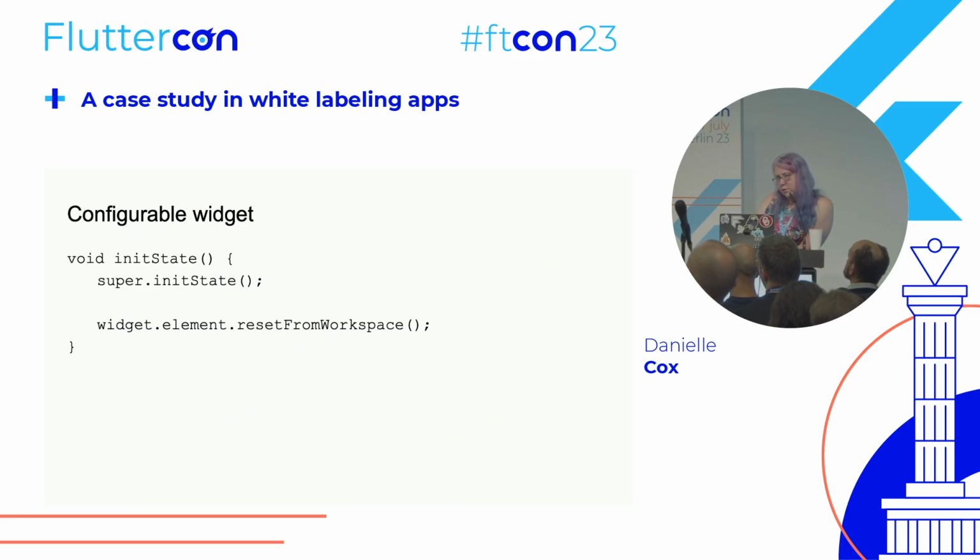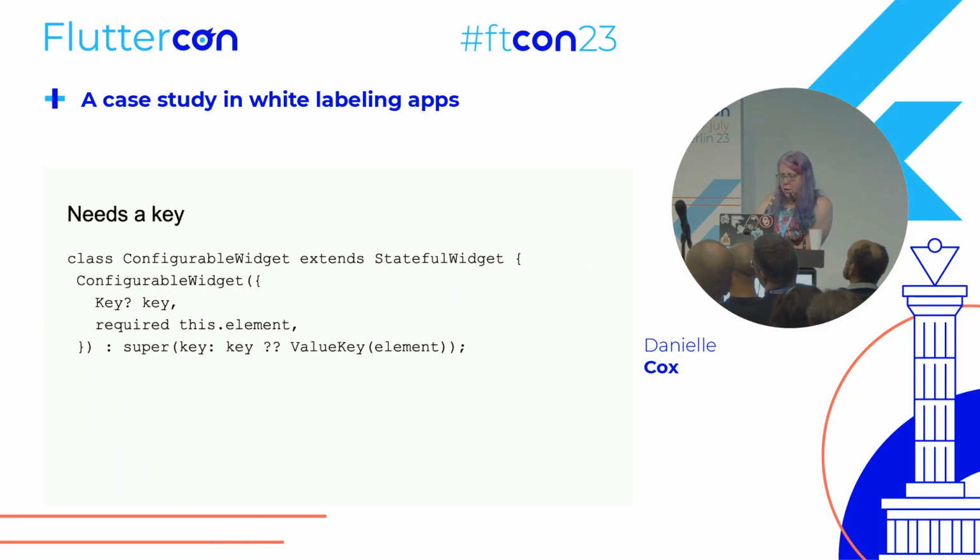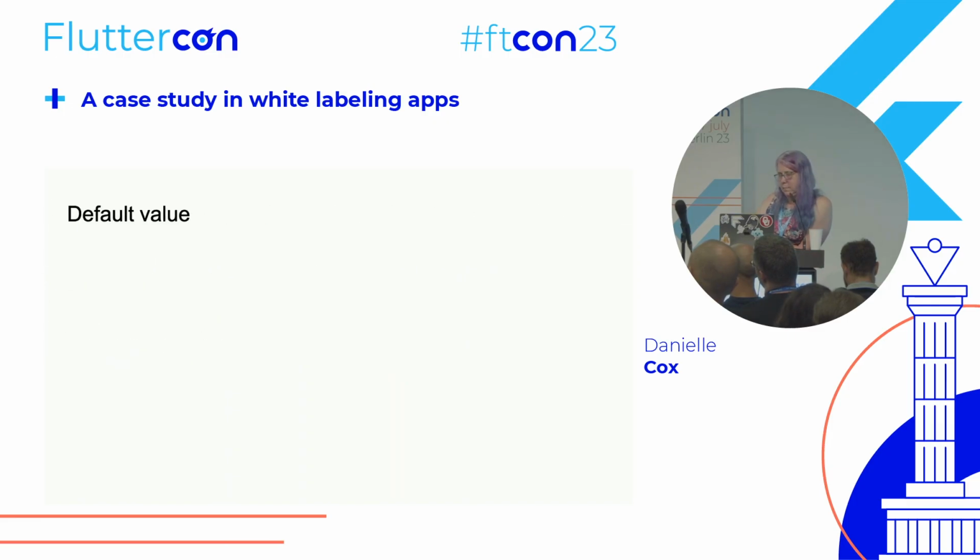Now if we go back to my configurable widget, that stateful widget we had, in the init state I always call widget element reset from workspace. And we need a key for that, because otherwise when you go to the next page, you'll have the same widget on that page that has everything looking the same. It's a stateful widget, so it won't call init state again, and so we have to have a key. I just use the value key of this configuration element. That works just fine. I'm a big fan of value keys.